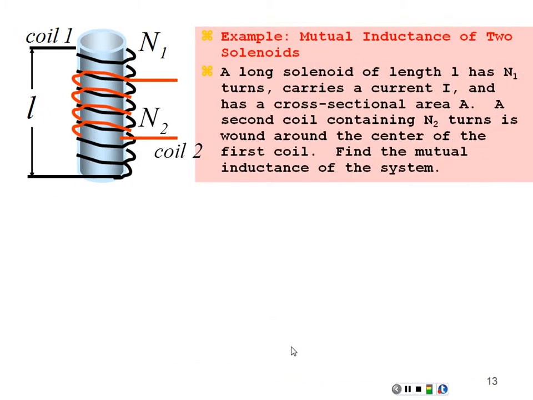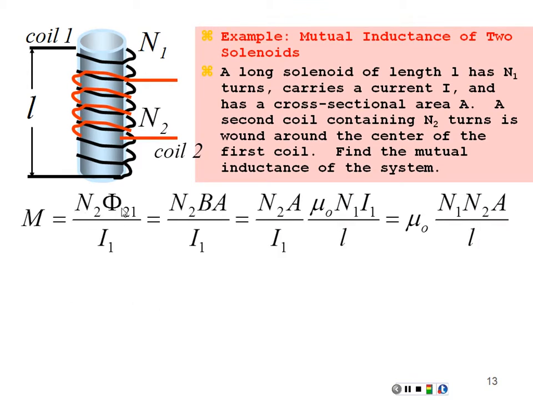Here's an example of mutual inductance of two solenoids. We have one solenoid, which is a coil, and we have a secondary coil wrapped around the first one. A long solenoid of length L has N1 turns, carries a current I1, and has a cross-sectional area A. A second coil containing N2 turns is wound around the center of the first coil. Find the mutual inductance of this system. Well, the mutual inductance will be equal to the number of turns, flux going through the secondary coil over the current of the first coil.